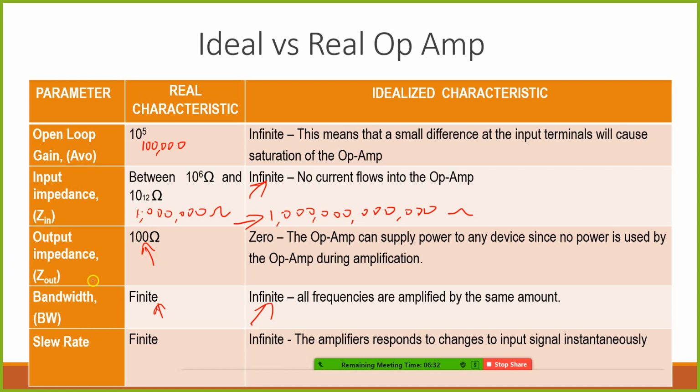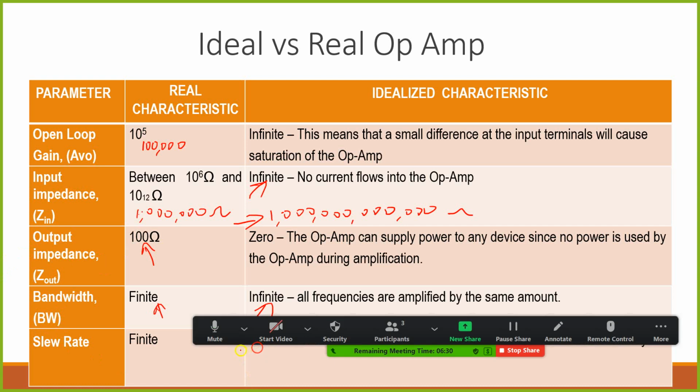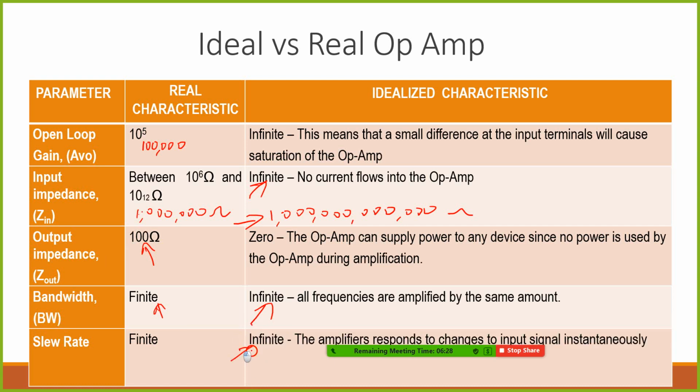Now, we made mention of the slew rate. We said it was infinite in the ideal world. In the real world, it is a finite number, which means that there is a slight delay in the amplification. I hope these things make sense.